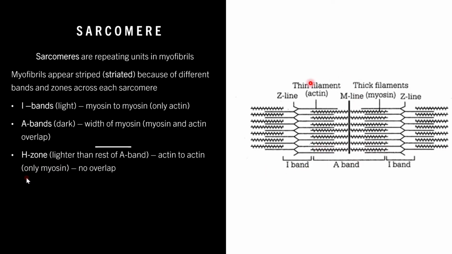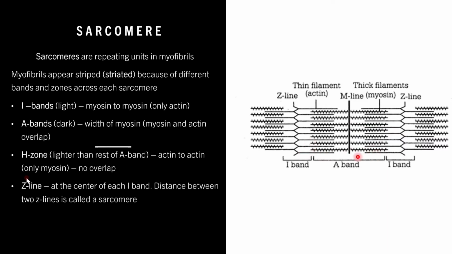And then we have the H zone, which isn't actually labelled on the diagram, but it is this little area in here. So this is a little area within the A-band, a zone within the A-band, which is only myosin. So it's actin to actin. It's the distance between the two actin filaments where only myosin is present. And so there's no overlap. And so this is a slightly lighter region within the A-band because there is not this overlap. It's only the myosin. However, this H zone is still darker than our I-band because remember that the myosin is a thicker filament than our actin. So only myosin is still darker than only actin. So that's what our H zone is. It's this lighter region within our A-band.